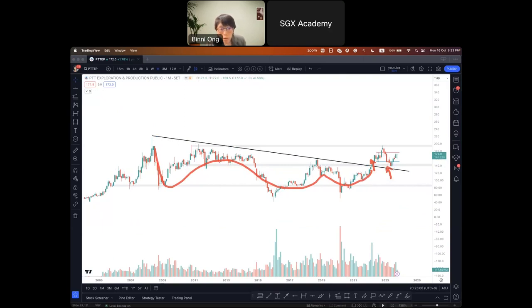Some people might see this whole thing as a big cup and this one as a small handle. If this is the case, this level here, as I mentioned, would be your neckline, and that's about 195. Let me just draw it very nicely. Nice drawing for you. Here we go. So this might be a big, nice cup that had been basing for about 14 years already, and maybe a small little cup here.